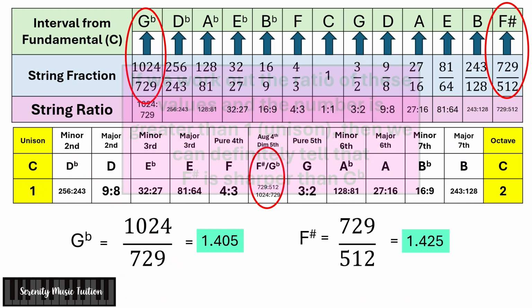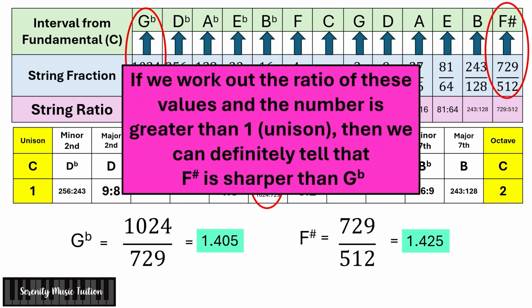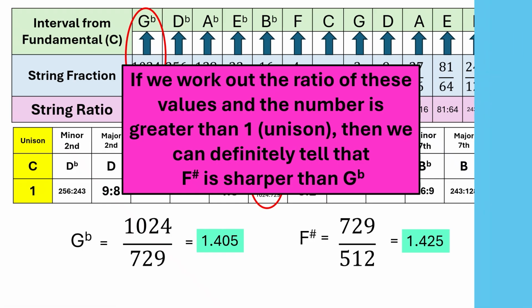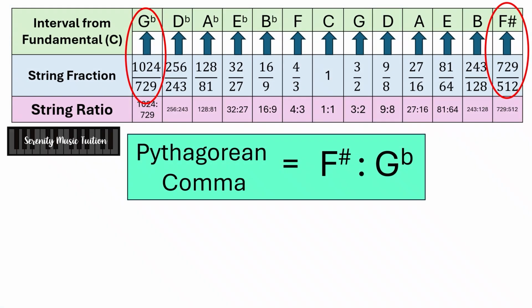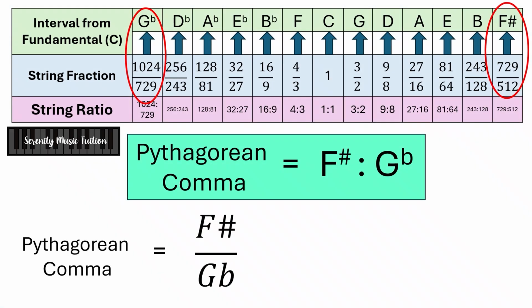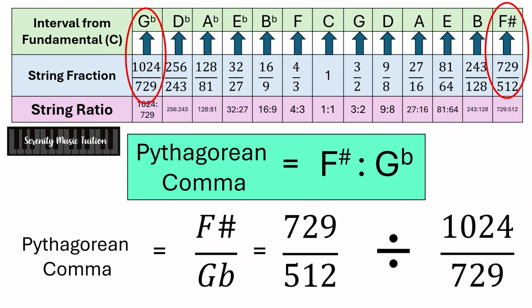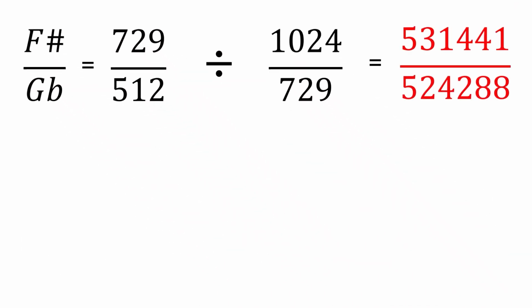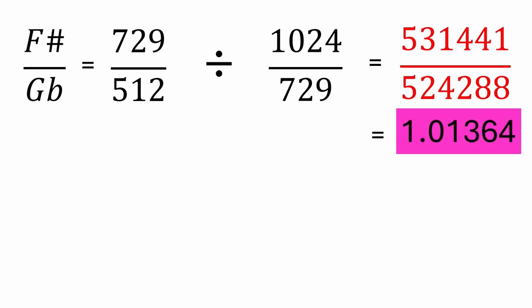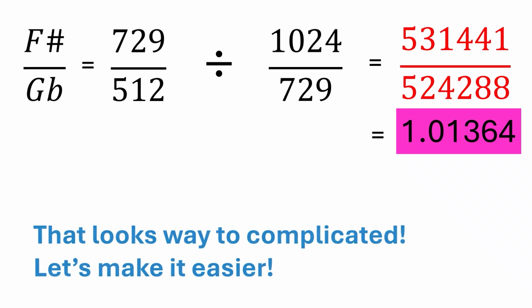Oops! Okay, I have an idea. If we work out the ratio of these values and the number is greater than 1, which is equivalent to unison, then we can definitely tell that F sharp is sharper than G flat. To find the ratio of F sharp to G flat, we need to divide the ratio of F sharp by the ratio of G flat. So that's 729 over 512 divided by 1024 over 729. This gives us 531,441 divided by 524,288, which equals 1.01364. This looks way too complicated.